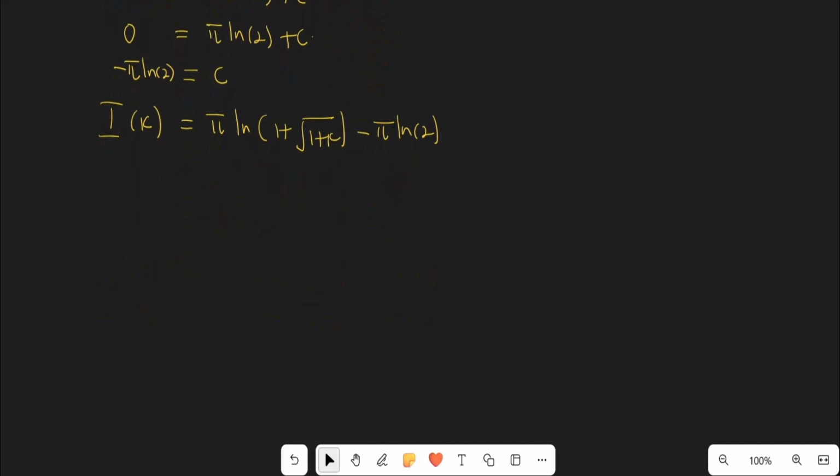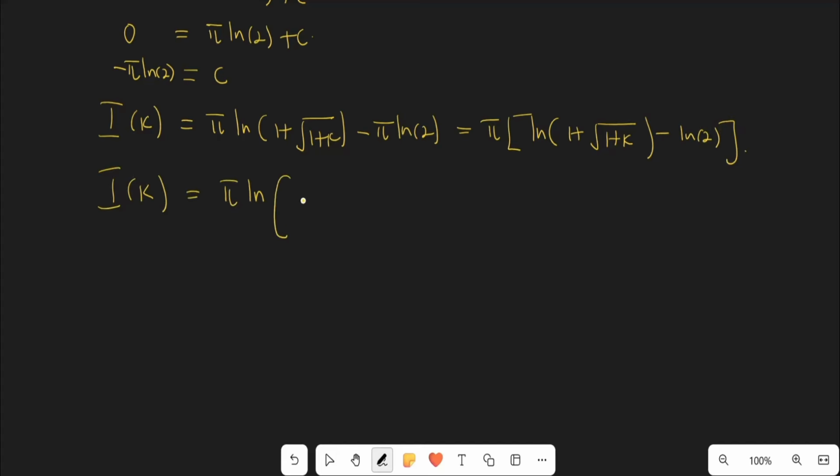Alright, so we can factorize pi out, and that is ln of 1 plus the square root of 1 plus k, minus the ln of 2. Now applying laws of logarithm, I of k is going to be equal to pi times the ln of 1 plus the square root of 1 plus k, all over 2, like this. So this is I of k.